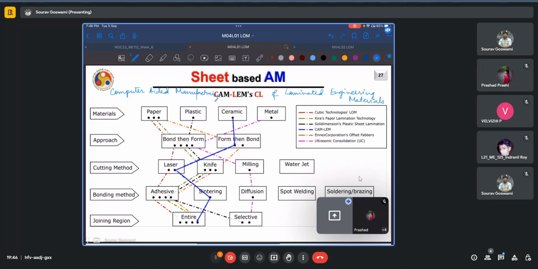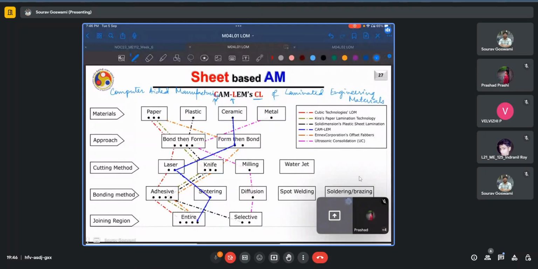So when you say engineering materials, it is mostly metals, alloys, ceramics, and polymers. There might be a few others also, but these are the principal ones. And for CAM-LEM CL, CL is simply the abbreviation from this CAM-LEM CNL. So the material, or the feedstock, is ceramic.